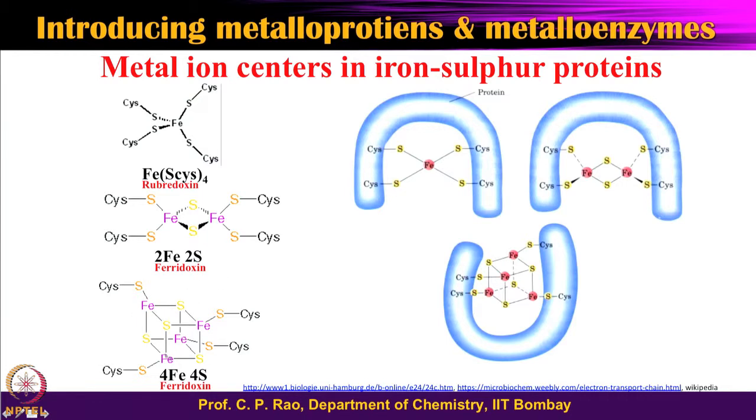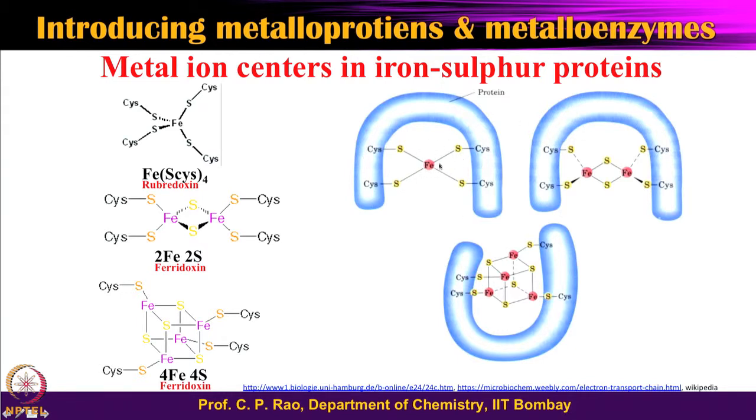There is another case which has 4 irons. Each of the irons is connected to one cysteine. Where is the cysteine coming from? The cysteine is coming from the protein. It is just a simple amino acid, coming from the protein. So the protein wraps around, as shown over there, and you can see the protein wraps around. All the 4 cysteines are coming from the protein.